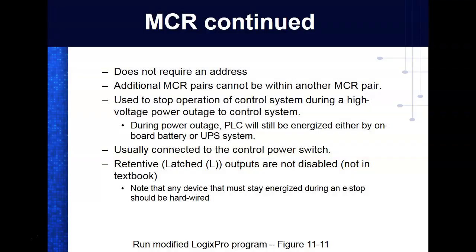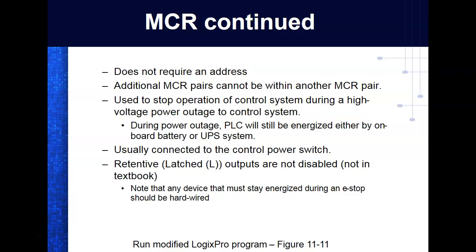Now, you can kill the output. MCRs do not require an address. Additional MCR pairs cannot be within another MCR pair, so we can have multiple MCRs. It's just that we can't have them one inside another. Everybody understand that?